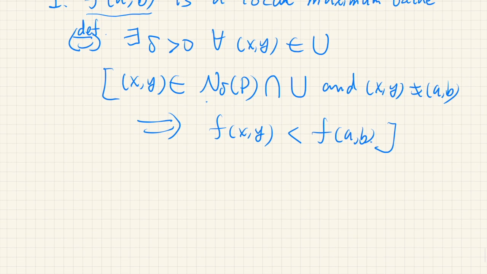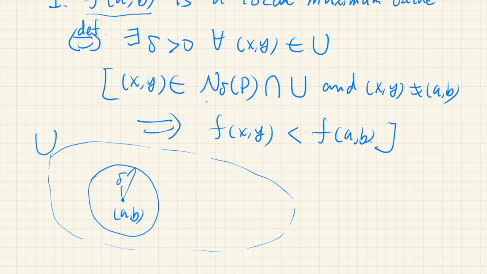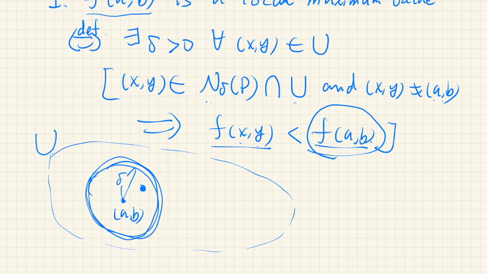So what this means is that if we pick a b here, and if we have a delta neighbor, so if we pick small enough delta, and the function is defined in this open region U, then as long as x y is within this delta neighbor, actually the intersection between delta neighbor and U, and x y is not exactly at a b, the value of the function at this point is always less than the value of the function at a b. So within this neighbor, this value has the greatest value. That is what we mean by local maximum.